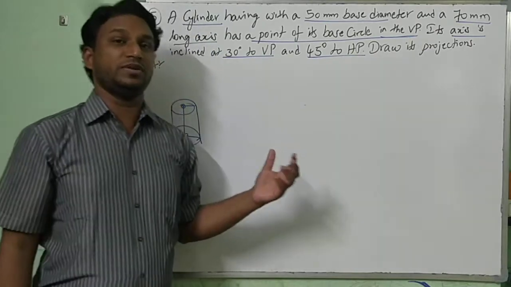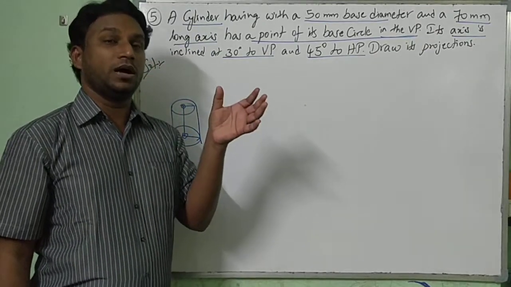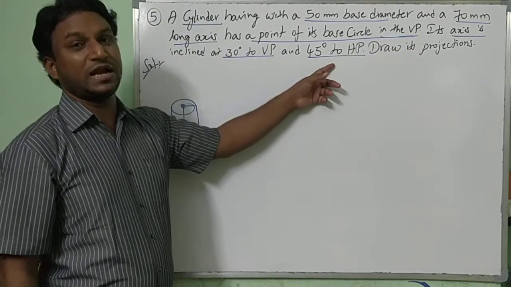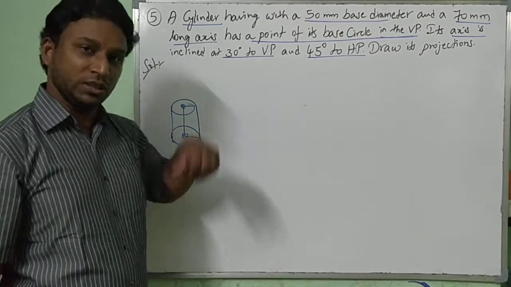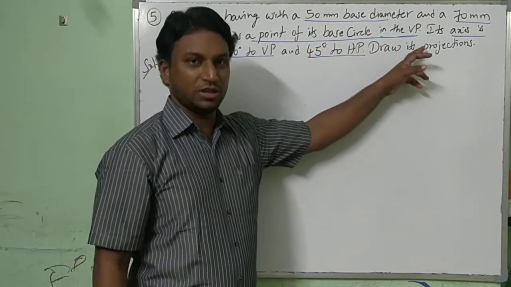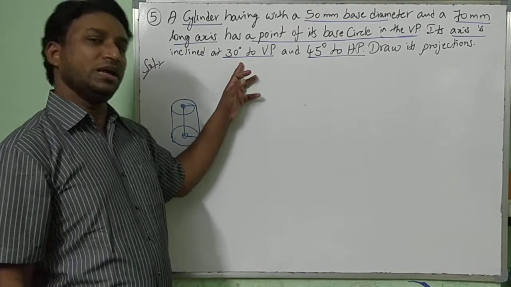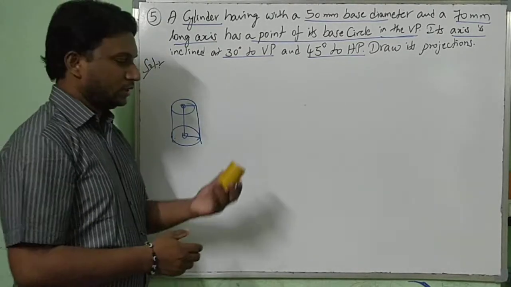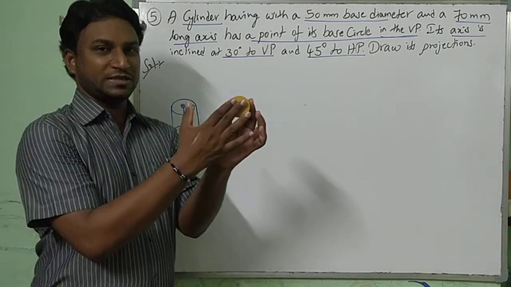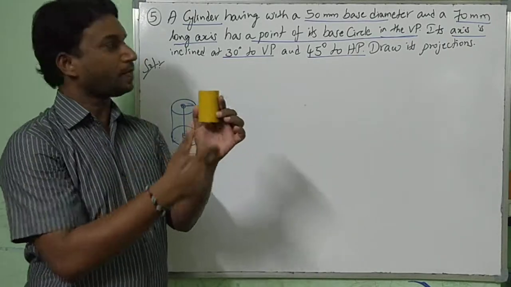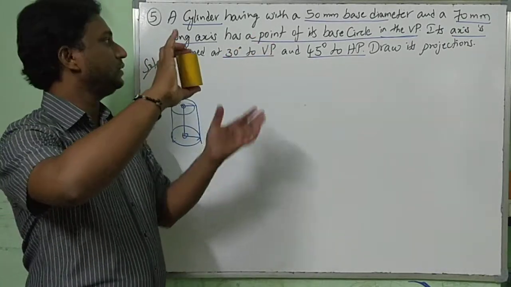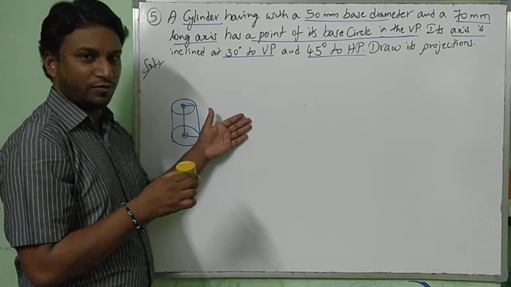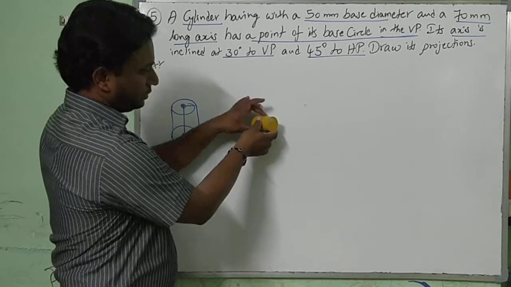Previously, in the problems we have discussed, we solved with base edge on HP, corner on HP, so the inclination started with HP and then VP. But now in this question, a point of the base circle is in the VP, and that's why the inclination came for VP and then HP. Now coming to this cylindrical object, base circle, top circle, 50 mm diameter, 70 mm height, with a point of its base circle in the VP. Base circle, one point is on VP, on the whiteboard.